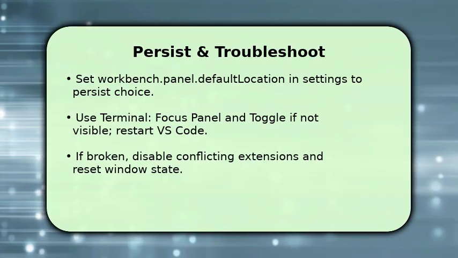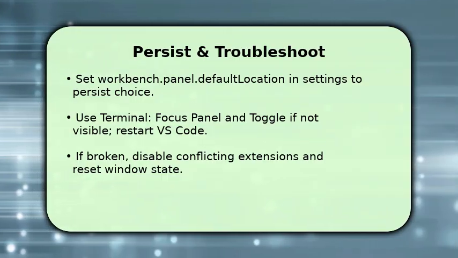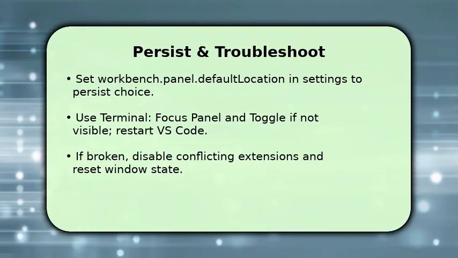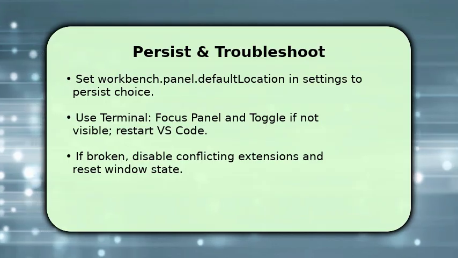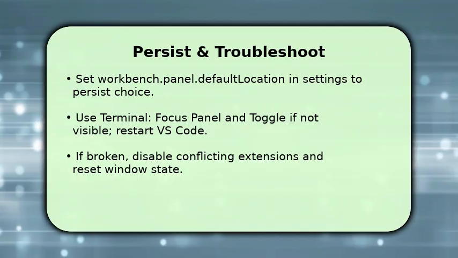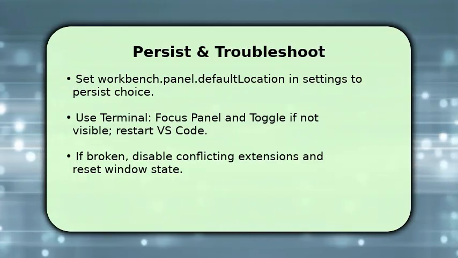If the panel does not move or behaves oddly, run View: Reset View Locations, or restart VS Code. Disable extensions that modify layout, then retry. One key troubleshooting tip: reset the workbench layout to restore default placements if moves fail repeatedly.